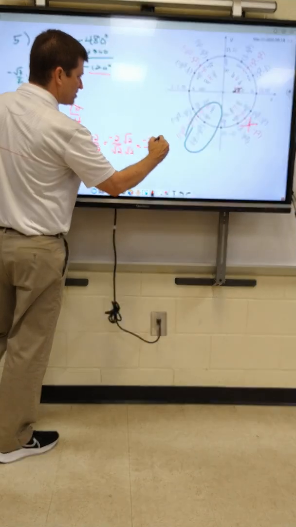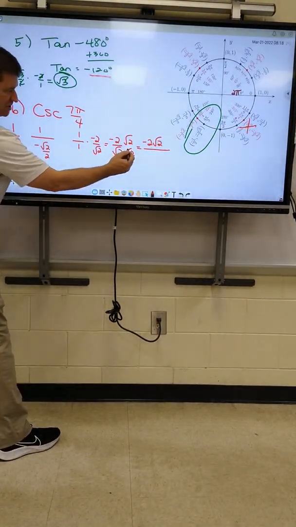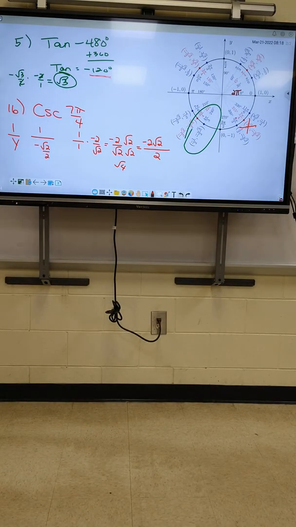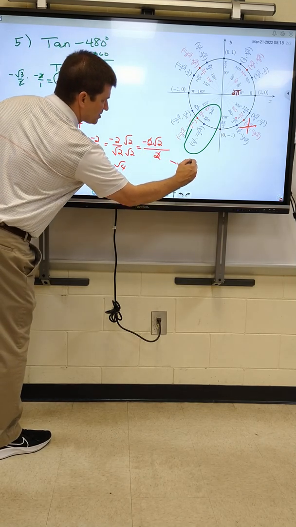Just bring these over on top. Look at the bottom. Root 2 times root 2 is root 4, which turns into just 2. Anything else I can simplify? Yep, we can cancel out the 2's. My answer is just negative root 2.